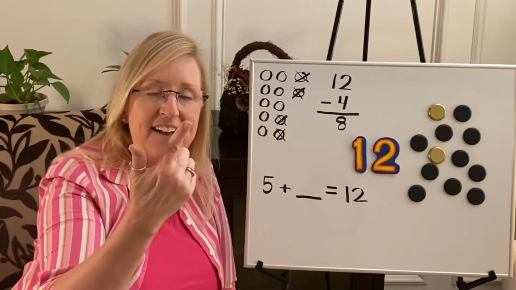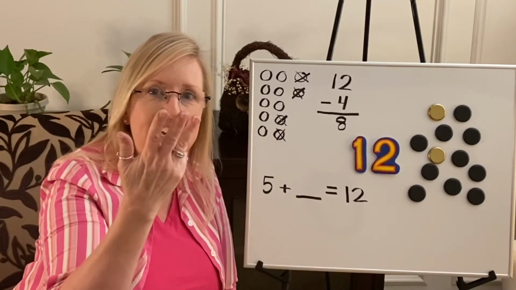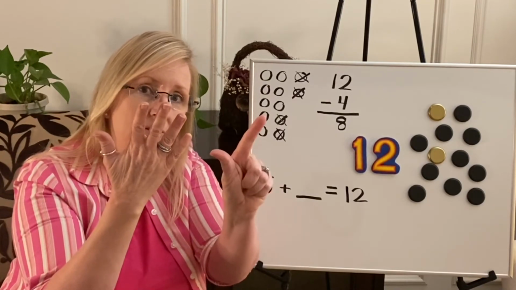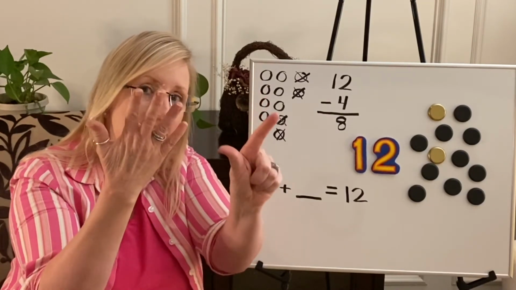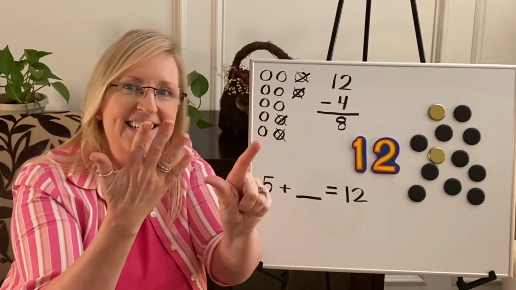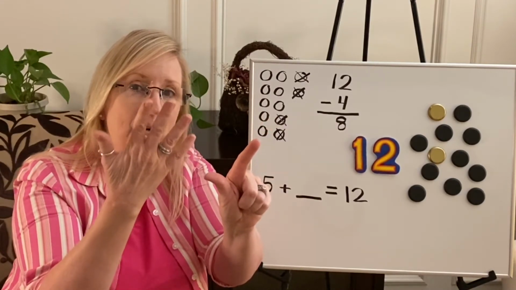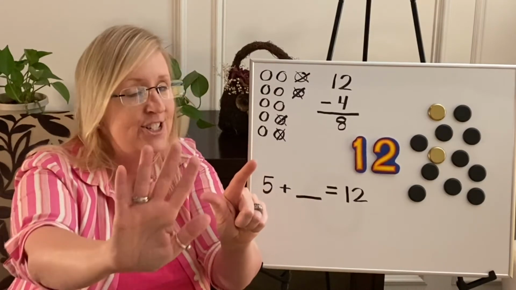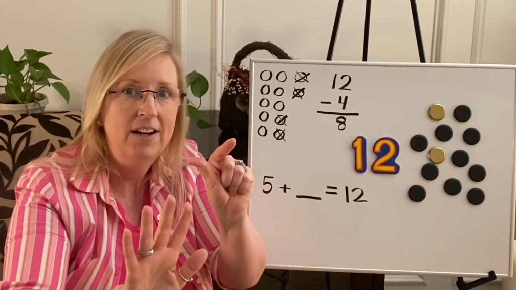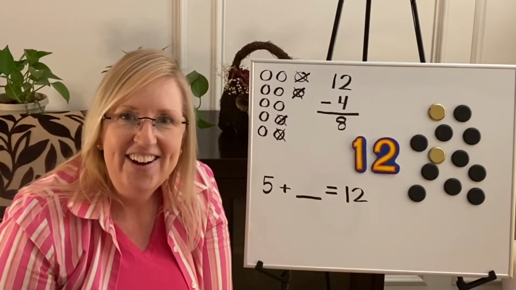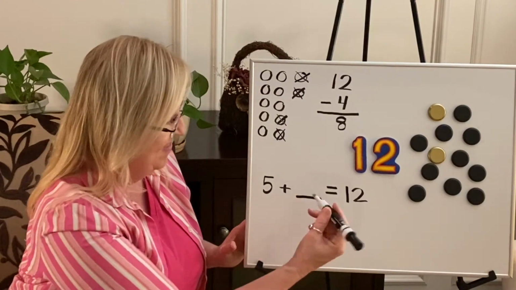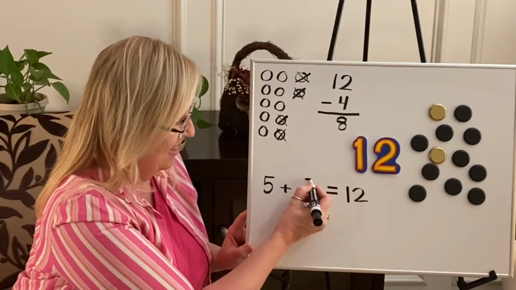6, 7, 8, 9, 10, 11, 12. This is our missing number. Do you know how much it is? Well, this hand is full, so that is 5, 6, 7. Did you already know that? You're such good mathematicians. Our missing number was 7.